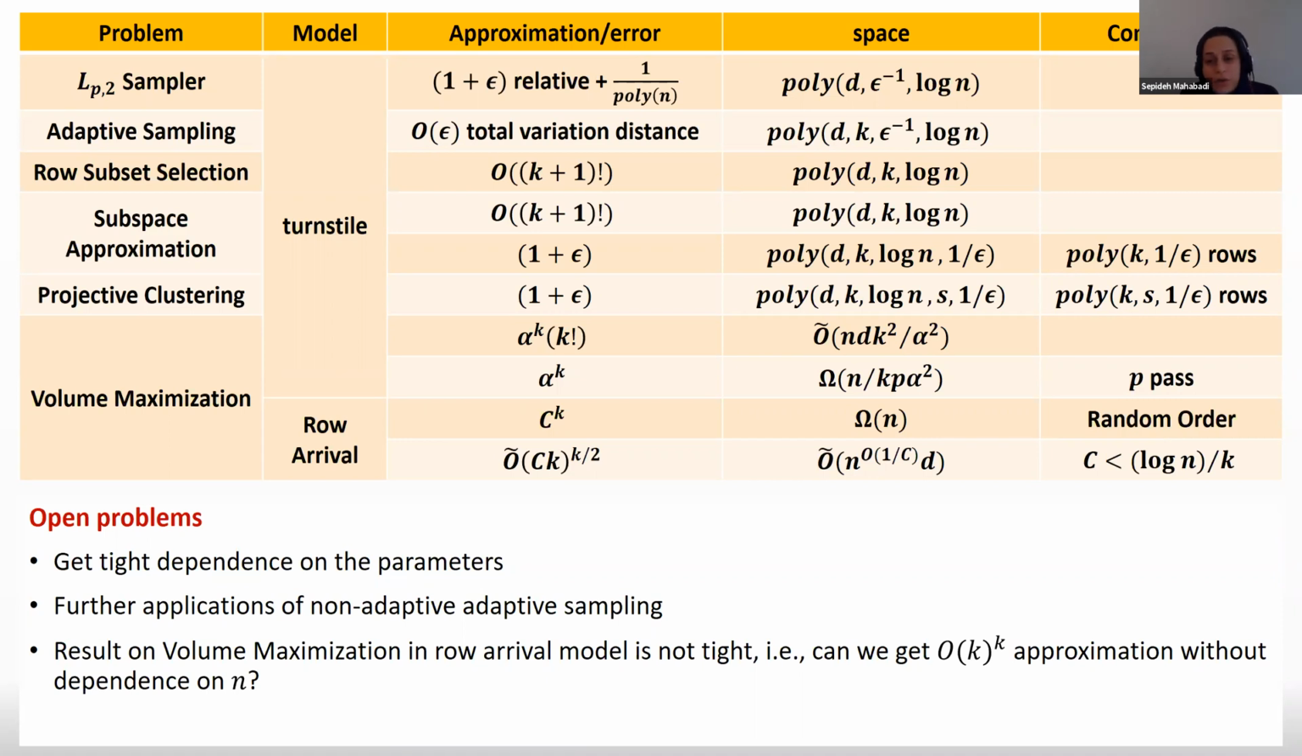So in particular, we show that if you want to get approximation factor c to the k for a specific constant c, then you would need omega of n space. But for example, what if I allow you to have approximation factor k to the k? Then is it possible to get a space that is, say, independent of n or has very small dependence on n? So we don't know that. And so that concludes my talk. And thank you all for joining.